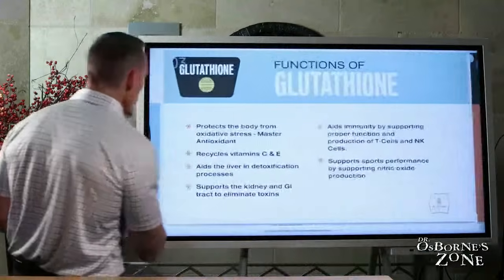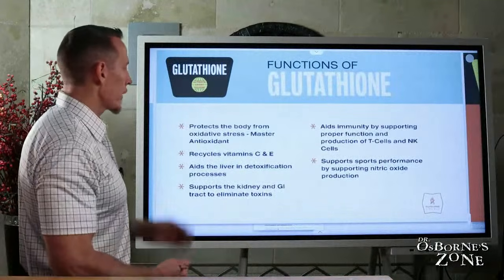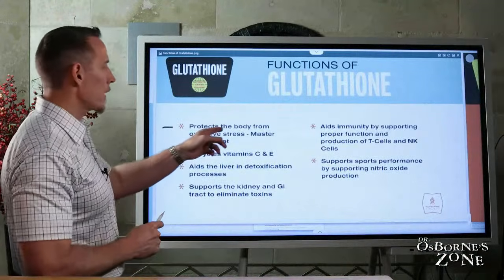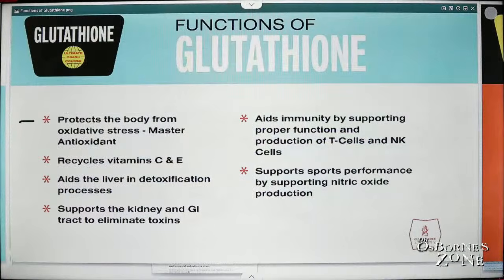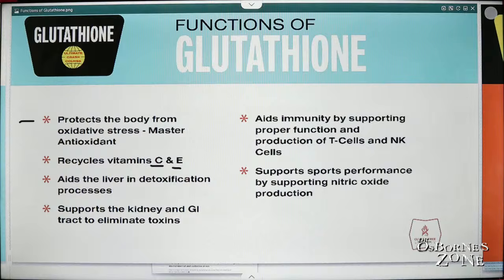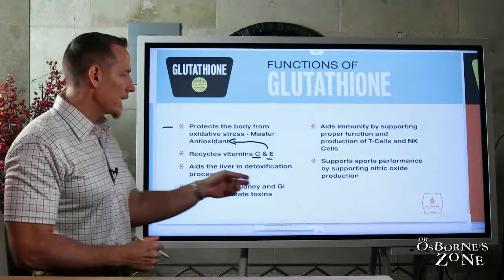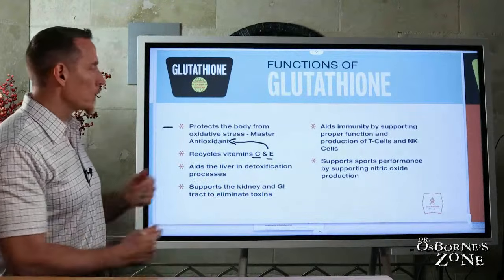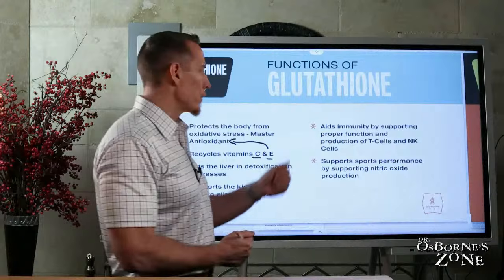If we look at some of the functions of glutathione, again, being a little bit redundant here, but it protects the body from oxidative stress as a master antioxidant. It also helps to recycle vitamins. It helps recycle vitamin C and vitamin E. These are also antioxidants as well. It aids the liver in its capacity to detoxify. It also supports the kidney and the GI tract's ability to eliminate toxins. So again, coming back to toxin removal being a very important job here.